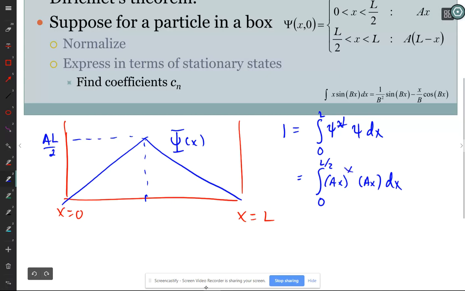That star means it's the complex conjugate, but if A is real and X is real, that star means nothing to me, right? It's not changing anything. But I put it there just so we don't forget that that's part of the process. And then I have to do the second half of the box. And this time I'm not going to write that because it's annoying. So I have to do both of these integrals and then solve to find what A is.